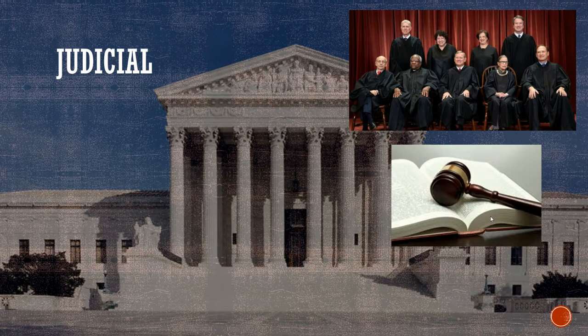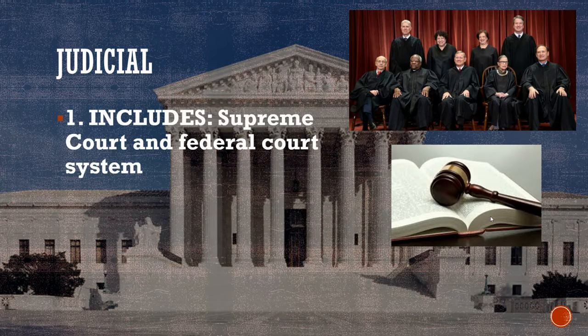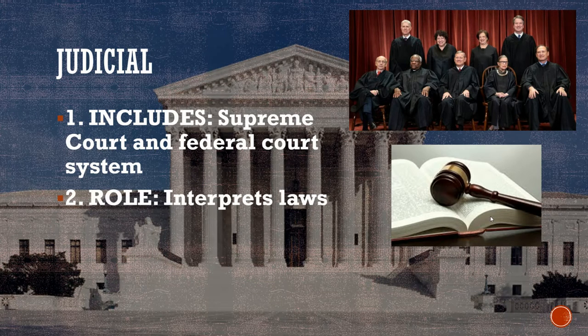The next branch of government set up in the Constitution, in Article 3, is the judicial branch. The head of the judicial branch is the Supreme Court. And we also have the federal court system with other lower level courts. The main job of the judicial branch is to interpret the law. What interpret the law means is basically oversee whether or not things done by Congress and things done by the president follow the Constitution. That's their job.